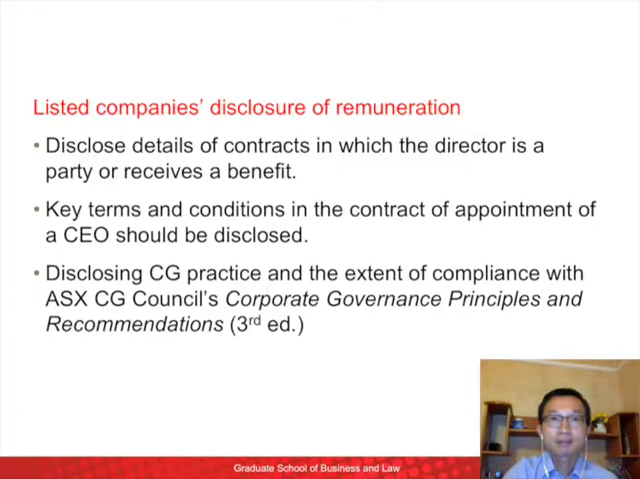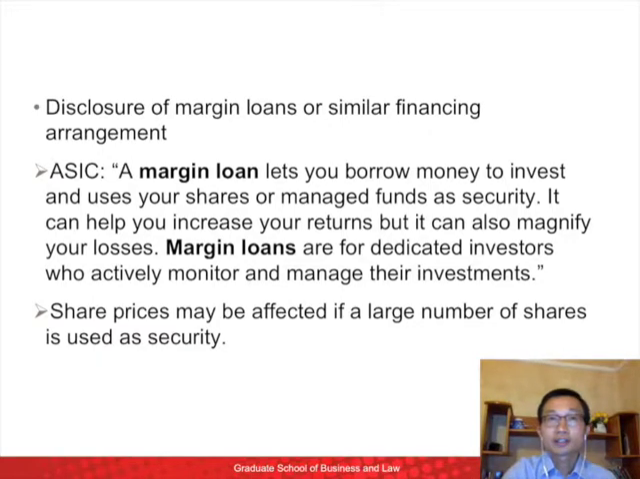Generally speaking, listed companies have greater and more detailed remuneration disclosure. There are some items that must be disclosed by listed companies. These include the following. First, the details of contracts in which a director is a party or receives a benefit. Second, the key terms and conditions, including remuneration in a contract of the appointment of the CEO. Finally, the annual report should disclose corporate governance practices and the extent of compliance with the corporate governance principles and recommendations made by the Australian Securities Exchange. In addition, directors' margin loans or similar financing arrangements should be disclosed.